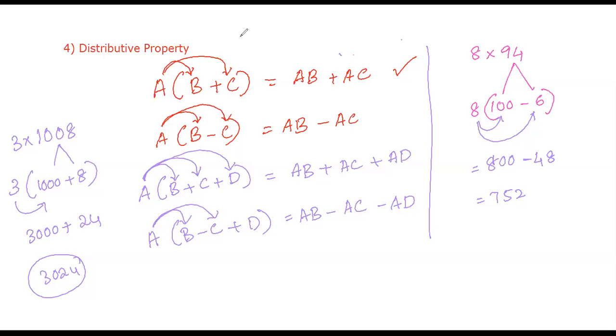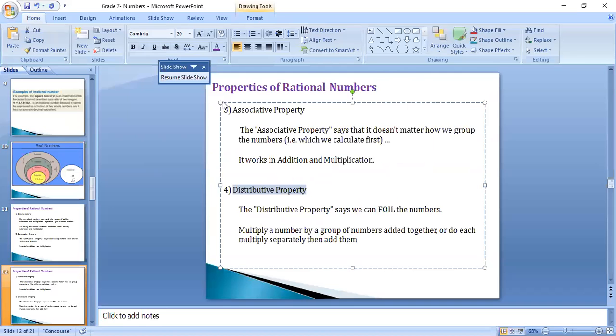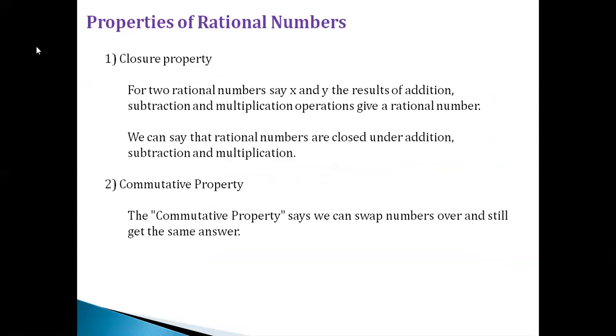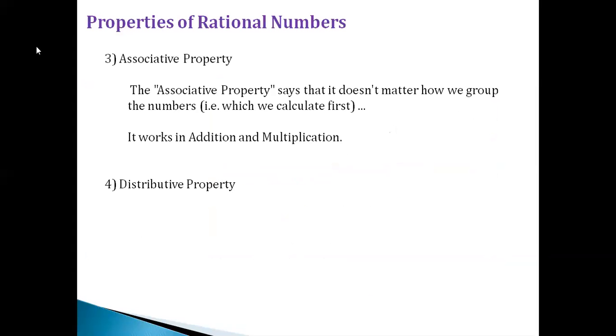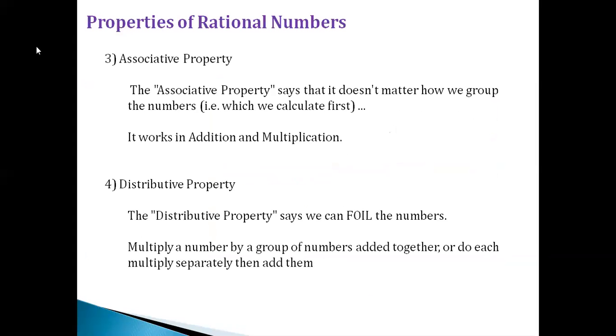So these are the numbers, and in algebra we are going to use variables such as x, y, z, or n, k, and all. So this is all about the distributive property. You can see the definition there. So the distributive property says we can foil, in a sense.